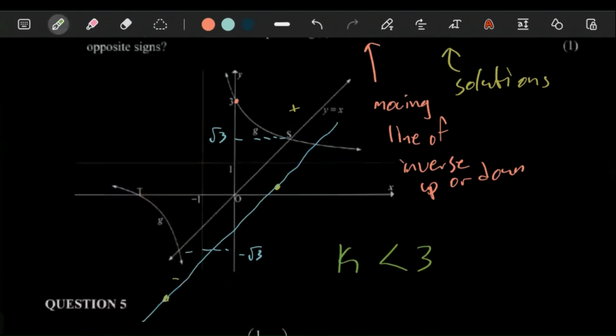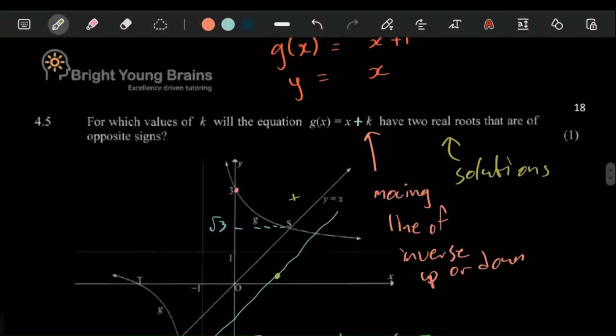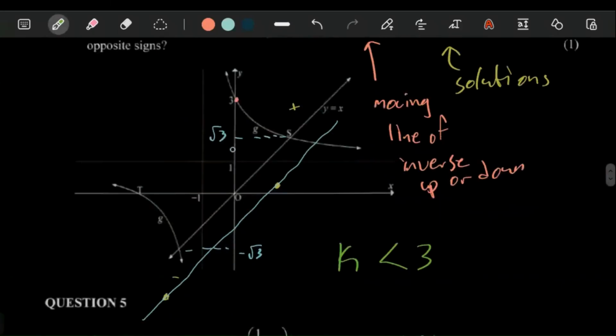smaller than 3. Because if the value here is smaller than 3, it means that you can only move it upwards to anything just before 3. And then you can only move it downwards all the way to negative infinity. Your graph will still just have 2 points where they meet, where the x values of those points are both one positive and the other one negative.